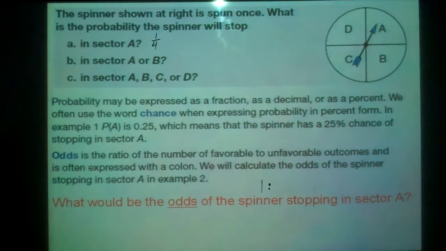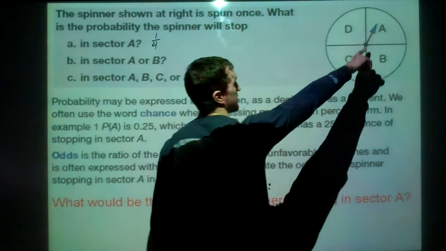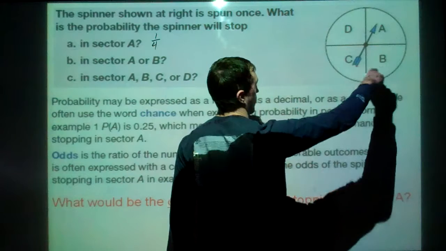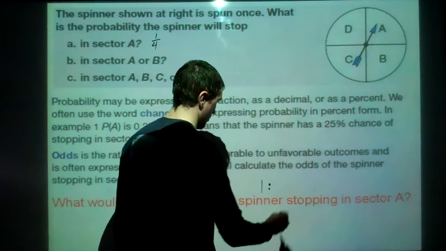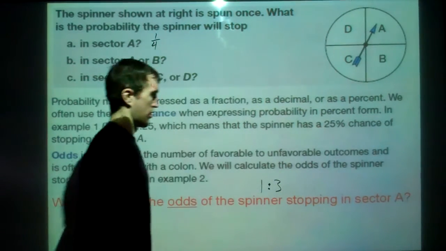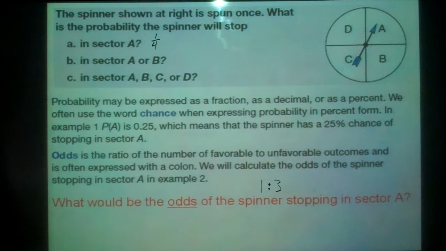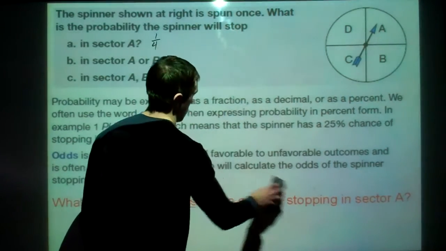And we're going to do favorable outcomes to unfavorable outcomes. Well, landing here is the favorable outcome. Landing in one of these three would be unfavorable. So odds would be 1 to 3. Chance would be 25%. And your probability would be 1/4. So that's the difference between odds, chance, and probability.